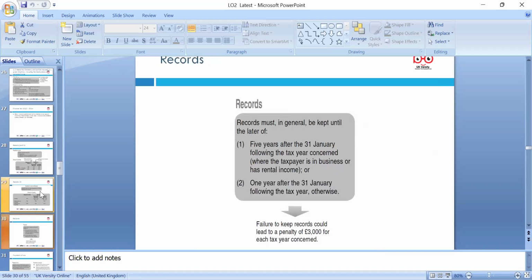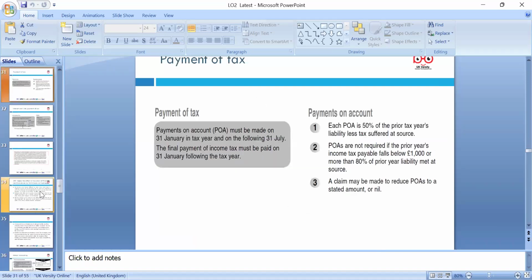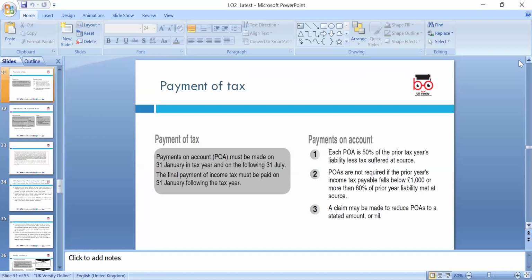Okay, so records must be kept. We can look at up to 6 years. So we have to keep the records up to 31st January, by which we can submit the tax return. So there can be a fine if we don't keep the records, or HMRC can ask. So payment of the tax on account must be made on 31st January and the following 31st July. So we can look at, in terms of VAT, the different schemes we can use as well.